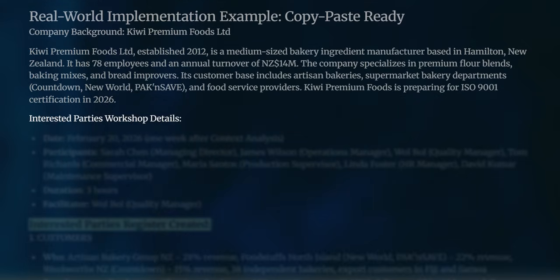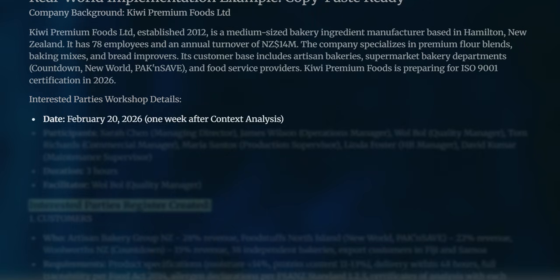The interested parties workshop details. We are going to go through it. You can develop again the same system. You start with the date. The date here for Kiwi Premium is February 2026, 1 week after the context analysis. Usually that's the practice, to conduct it 1 week after the context analysis.